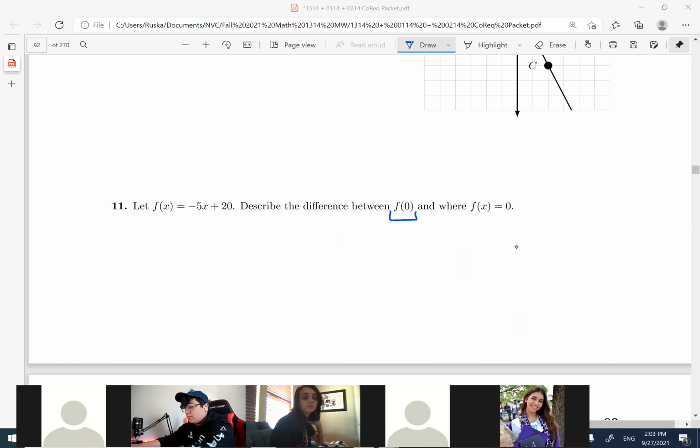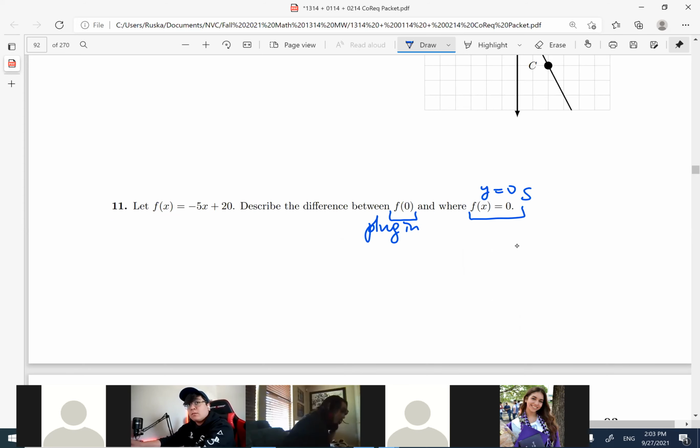Plug in 0 for x, that's right. So f of 0 means you plug it in. What does f of x equals 0 mean? The y equals 0. Good job. F of x equals 0 means the y is 0. So here you're going to solve the function equals 0. Okay, so let's do the f of 0.